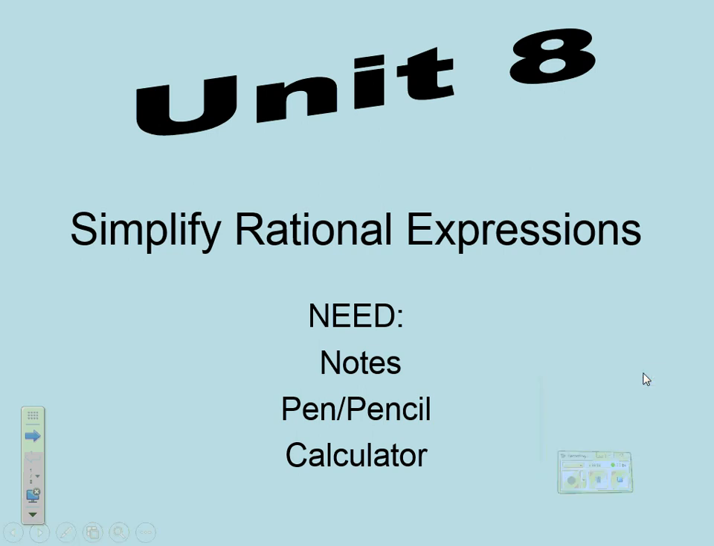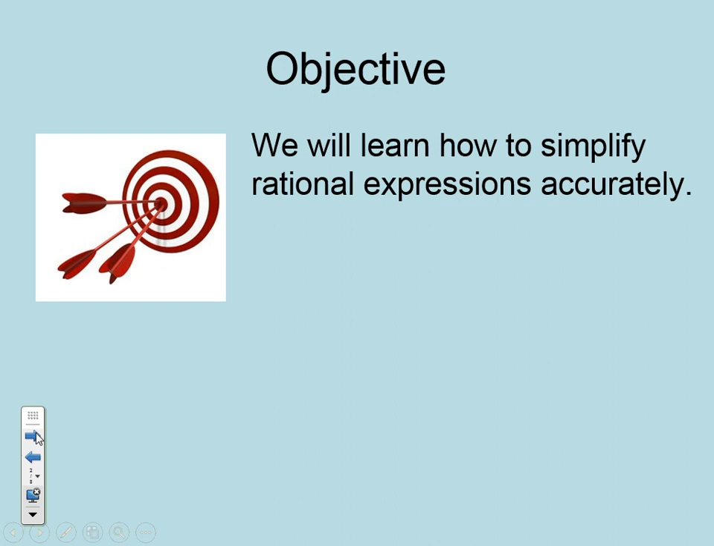Hello, ladies and gentlemen. Today we're going to be starting our next unit, Unit 8 of the year. We are simplifying rational expressions. For this, you're going to need your notes, something to write with, and of course a calculator would be handy as we go about breaking apart expressions here and figuring out how to simplify things that are written as fractions, okay? So our objective, our real focus for the next few days and actually the next few weeks, will be learning how to simplify rational expressions accurately.